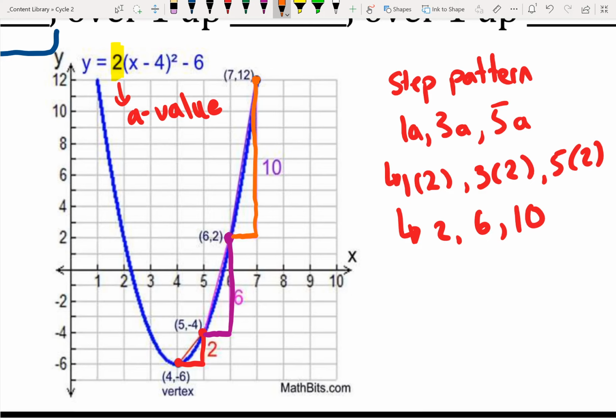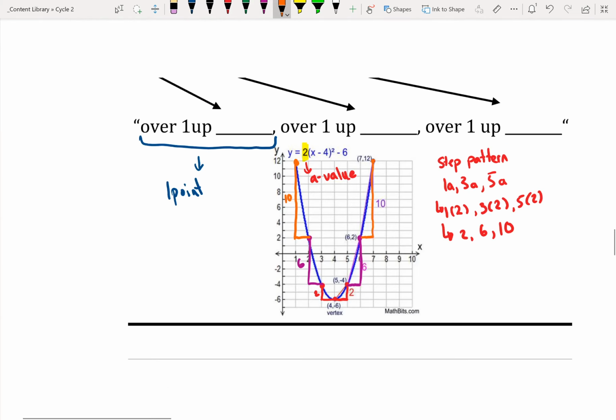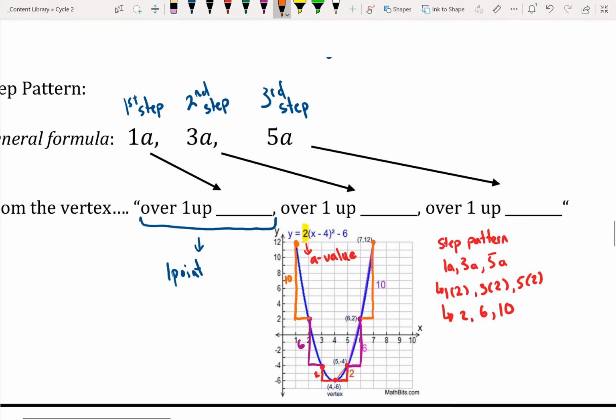So that's how the step pattern works, and it would work the same way on the other side as well. Go over 1, up 2, there's a point. Go over 1, go up 6, there's a point. Go over 1, up 10, there's a point. Again, the lines are a little bit off, but you can get the general idea of the step pattern. So again, it follows 2, 6, 10. So that's generally what the step pattern is, and that helps us identify what the a value is.